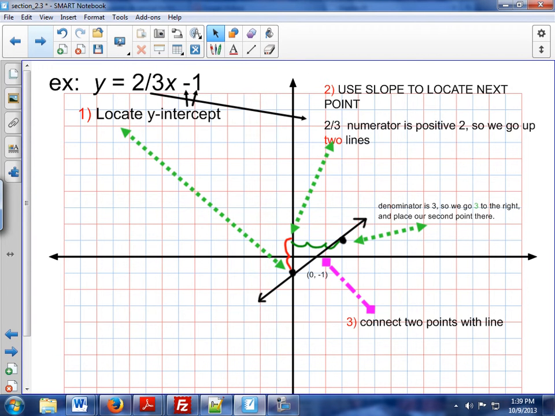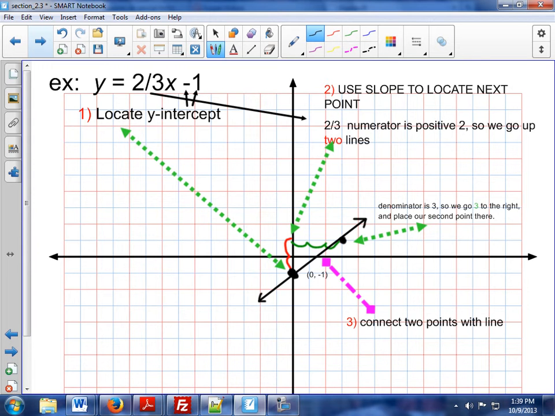Look, I got a little creative there on my PowerPoint. I want to graph y equals 2/3 x minus 1. The first thing we do is locate the y-intercept. That's -1. So we go down here to -1 and put a dot at -1.